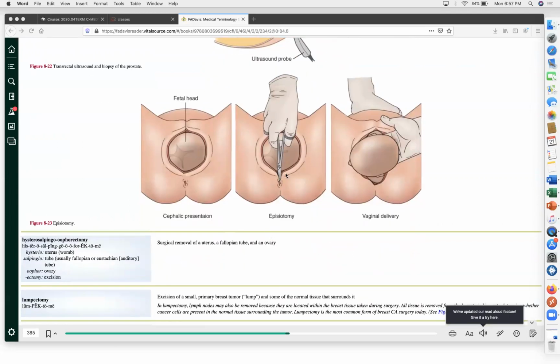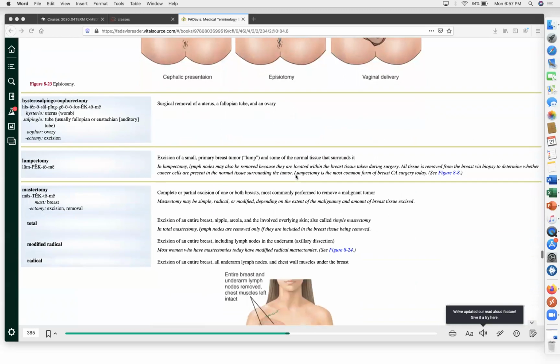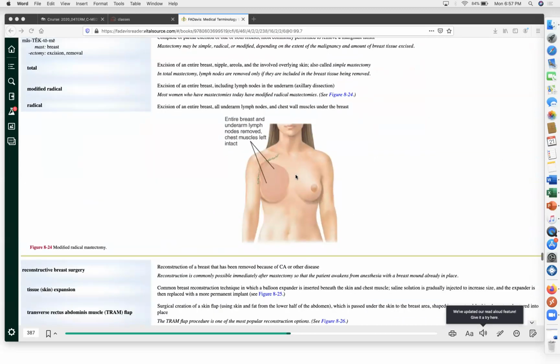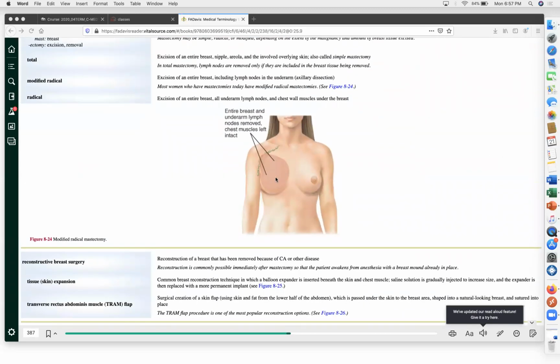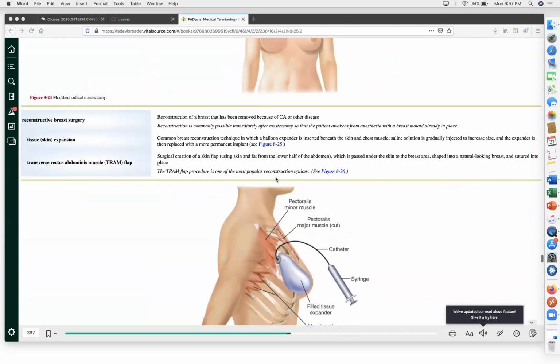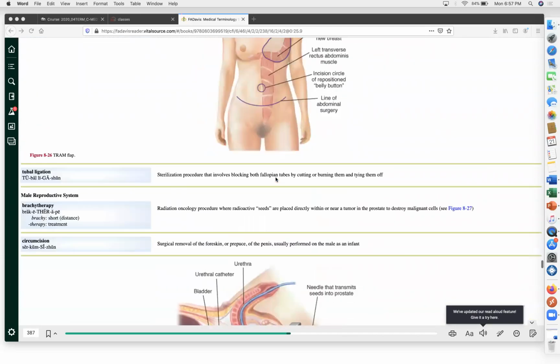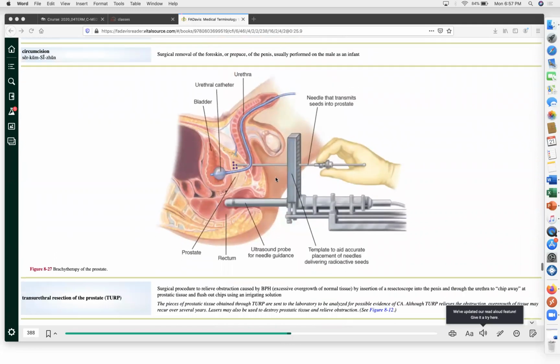We don't do it that way. That's bad, because it's going to create a fissure all the way to mommy's anus. That's not good. Usually cut here or here. Approximately 2 to 3 centimeters only. Modified radical mastectomy. Tram flap, I don't need to know that.